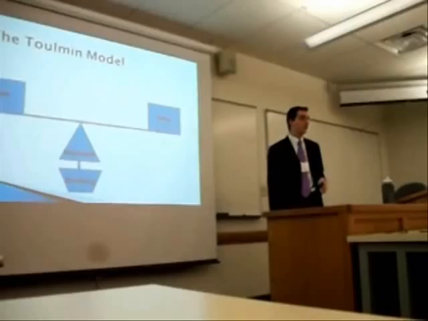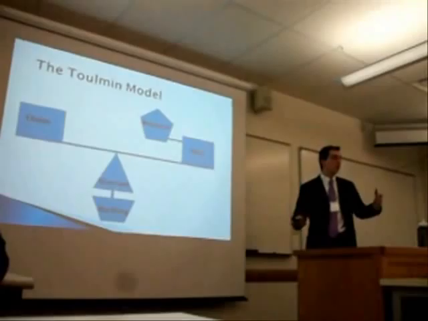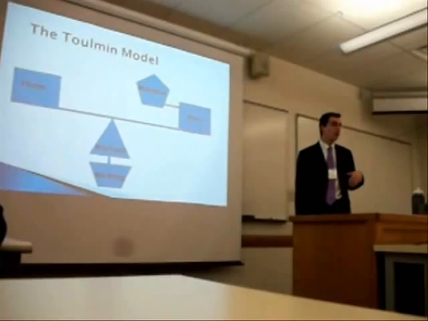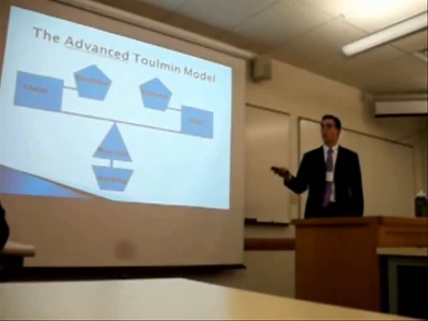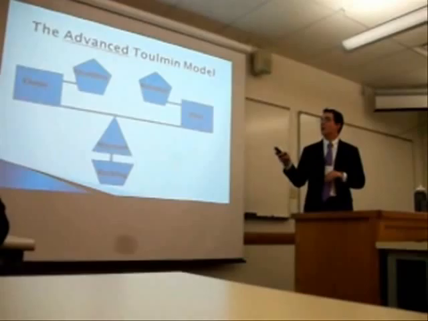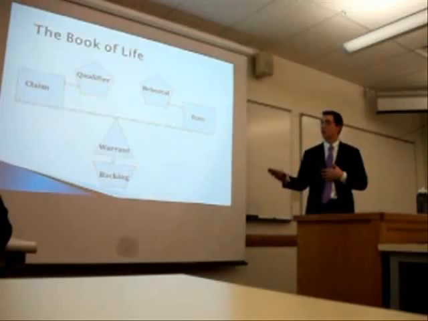Then you have a rebuttal. A rebuttal, you take some common argument and refute it, either by showing that it's insignificant or by showing that it is incorrect. And finally, you have a qualifier. The qualifier tells us how strong or under what conditions the argument operates. And these six elements make the advanced Toulmin model. Now, since my presentation is on the Book of Life, we're going to go ahead and use this map to describe my theory and my argument.